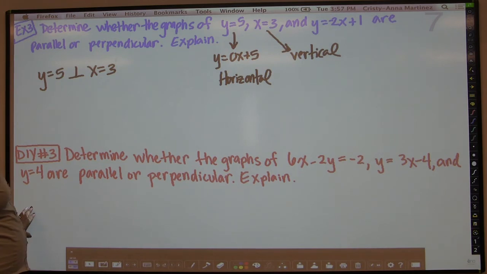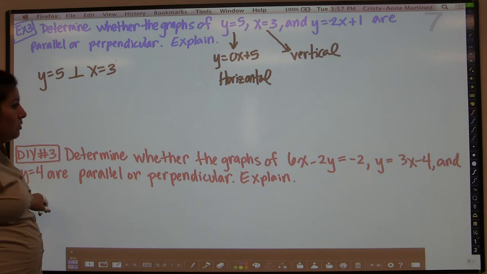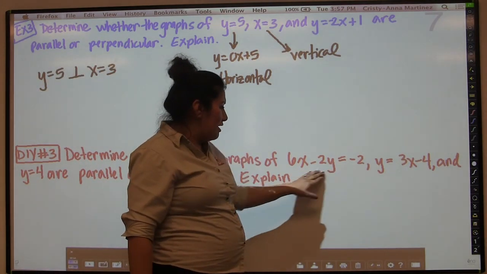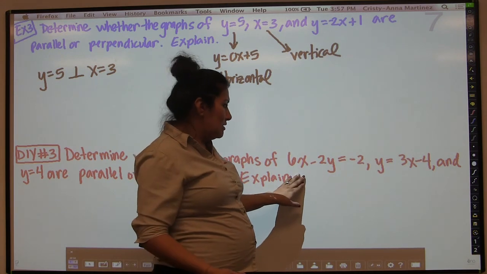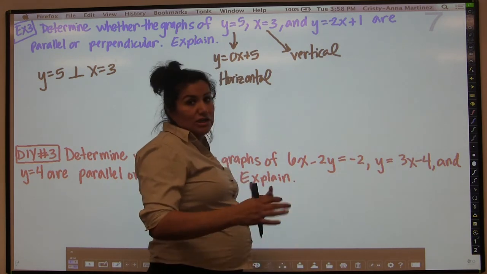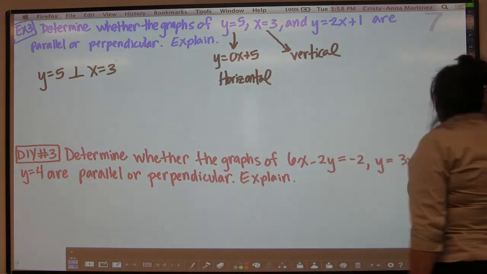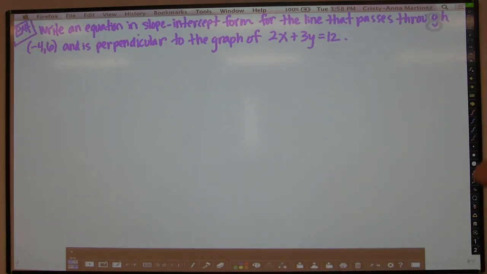So in do-it-yourself number 3, you want to determine whether the graphs of 6x minus 2y equals negative 2, y equals 3x minus 4, and y equals 4 are parallel or perpendicular, and explain. I'm just going to give you a little hint. If you take this one, which is in standard form, and write it in slope-intercept form first, then you have an easier time comparing the slopes. All right, so then we go to our last example.